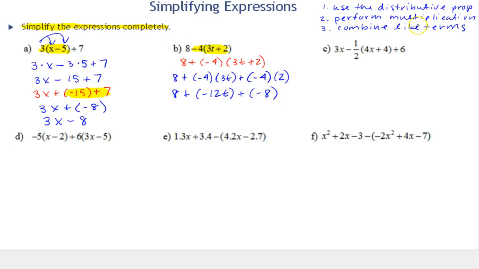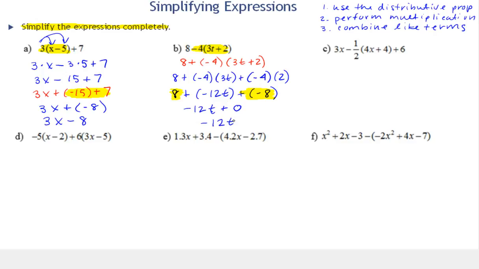So we've performed multiplication, now we want to combine like terms. Here we have a positive 8 and a negative 8. So 8 plus negative 8, well, they're opposites, so they add up to 0. So normally we're going to keep the negative 12t. I'll put plus 0. Normally I wouldn't put the plus 0, but let's just make sure we know where it comes from, and then eventually we just drop that plus 0. And our simplest form is negative 12t.